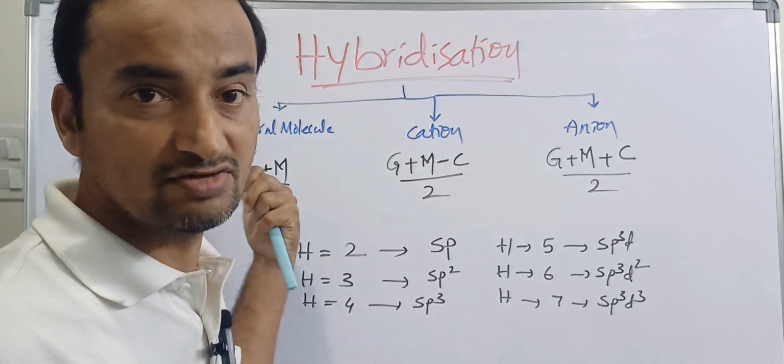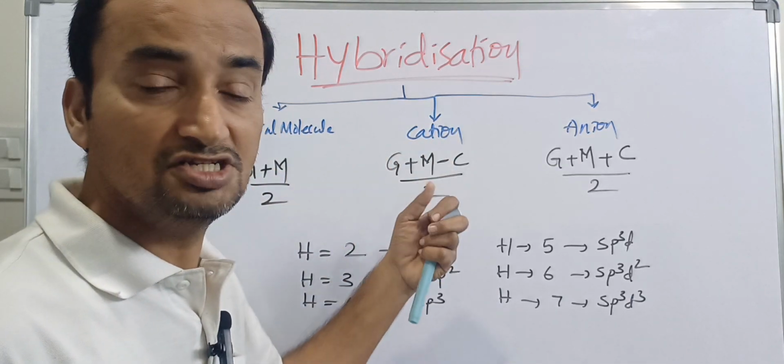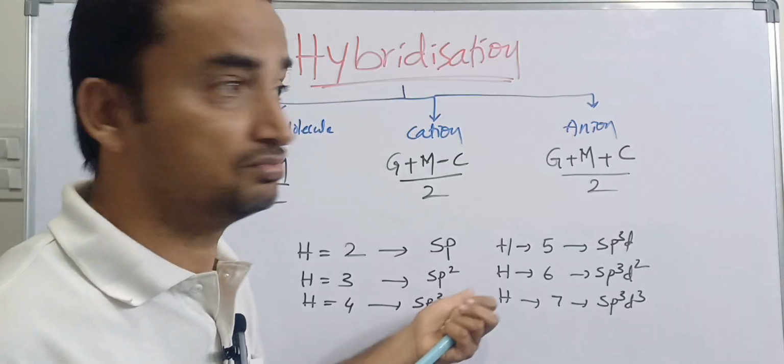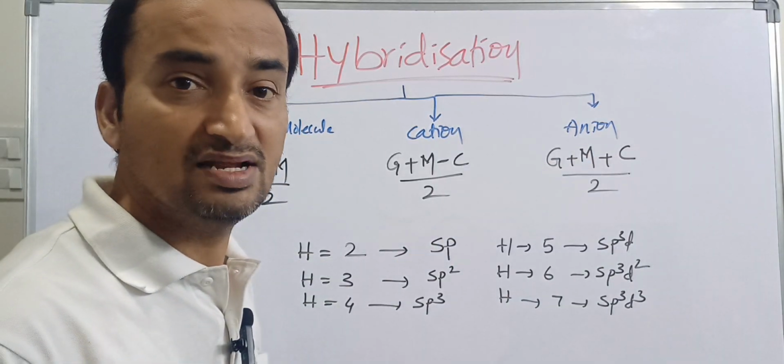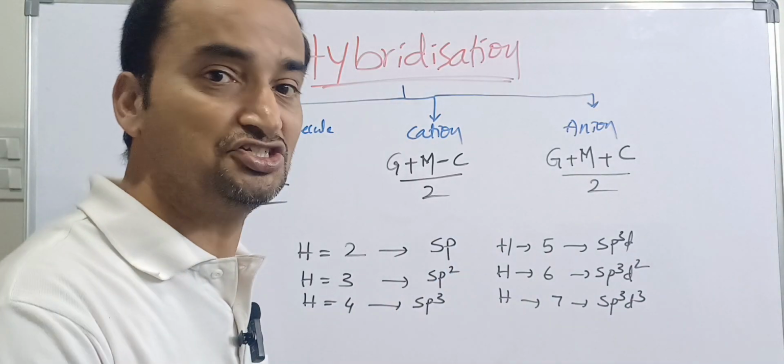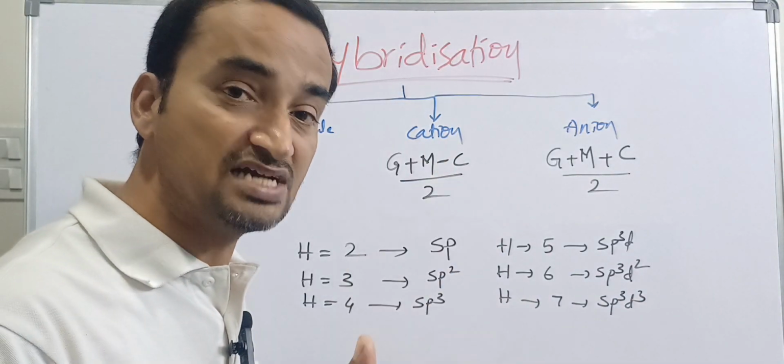Divided by 2 in case of a neutral molecule. In case of a cation, G plus M minus C, where C is nothing but the charge of the cation, divided by 2. In case of an anion, G plus M plus C. We are going to add here. In case of an anion, we are going to add the charge. In case of a cation, we are going to subtract the charge.